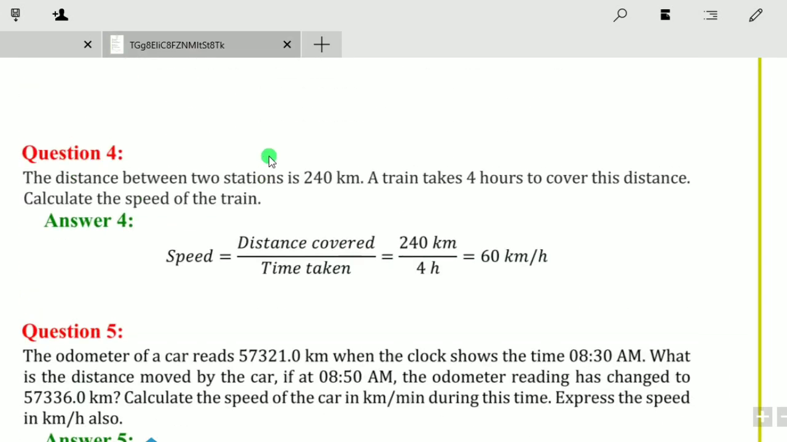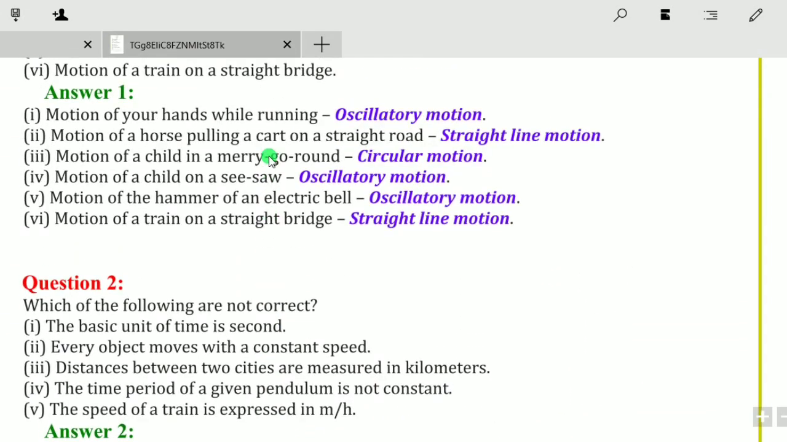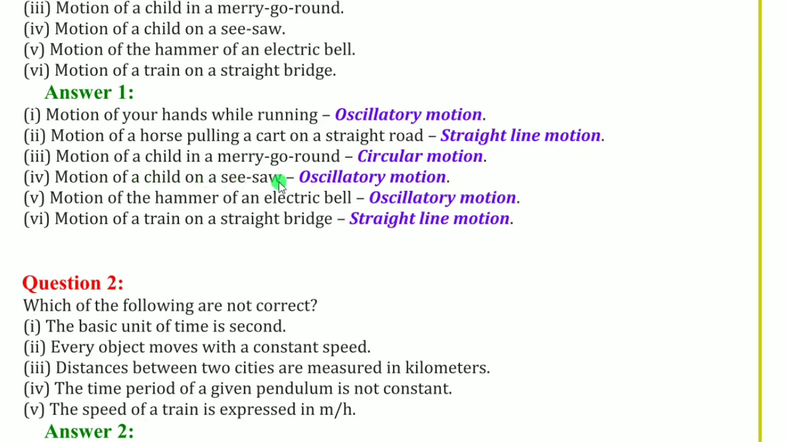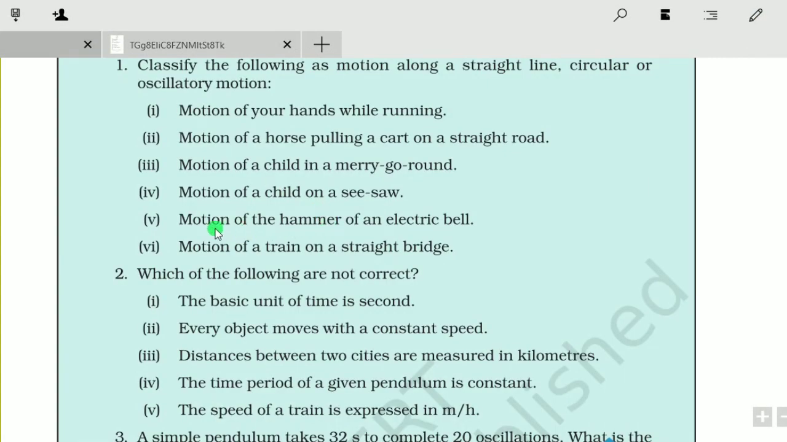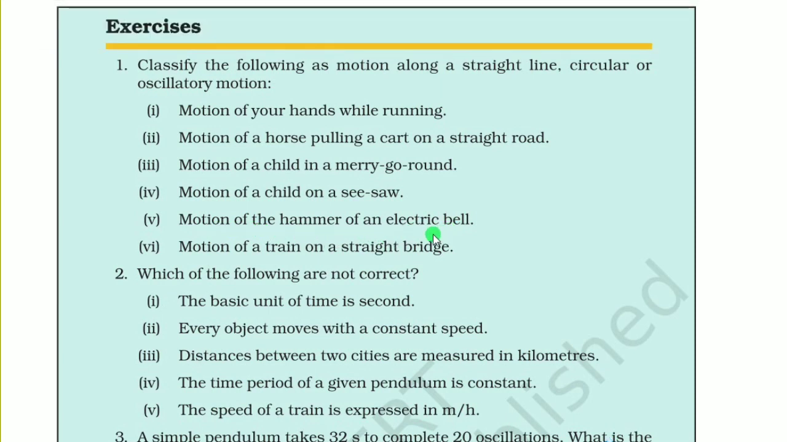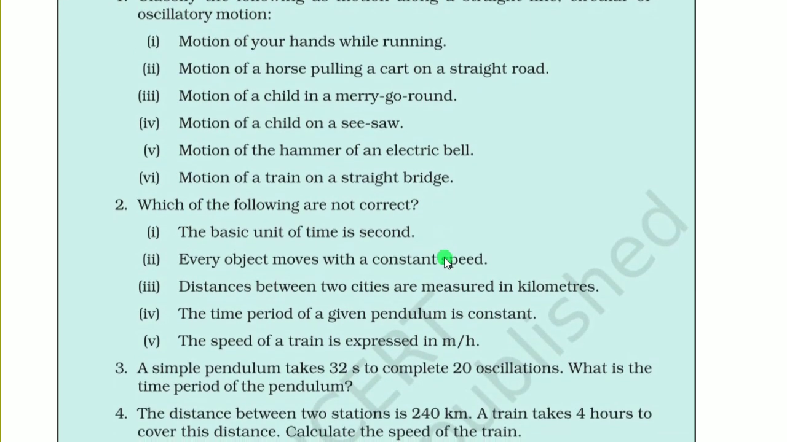So you can see here, motion of a child on a seesaw, oscillating motion. Okay, now go to the motion of a hammer on an electric bell, it is also oscillating motion. Motion of a train on a straight line, straight bridge, it will be a straight line motion.